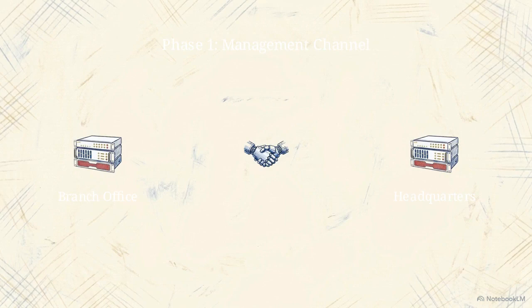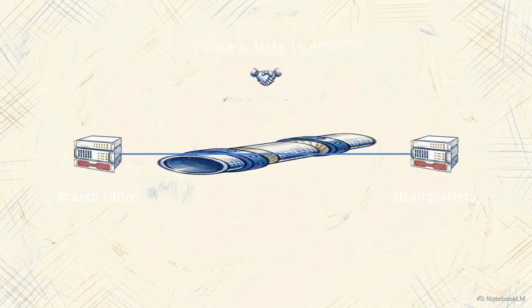In Phase 1, routers authenticate each other to establish a secure management channel. In Phase 2, they negotiate the specific IPsec parameters to build the actual data tunnel.